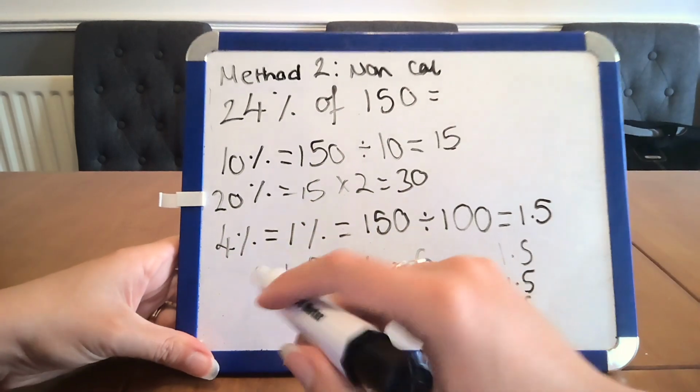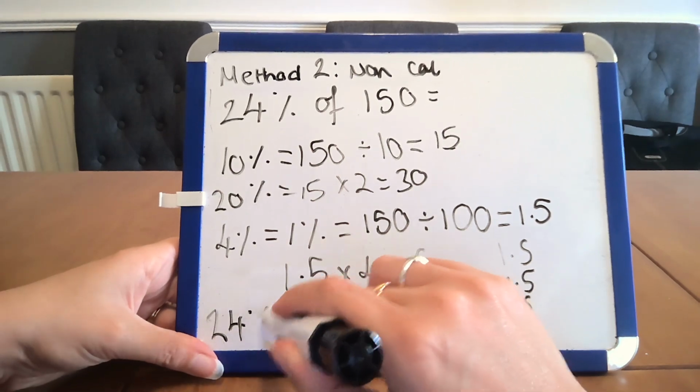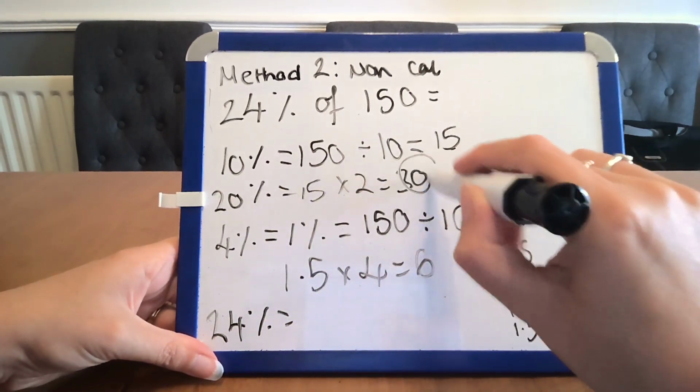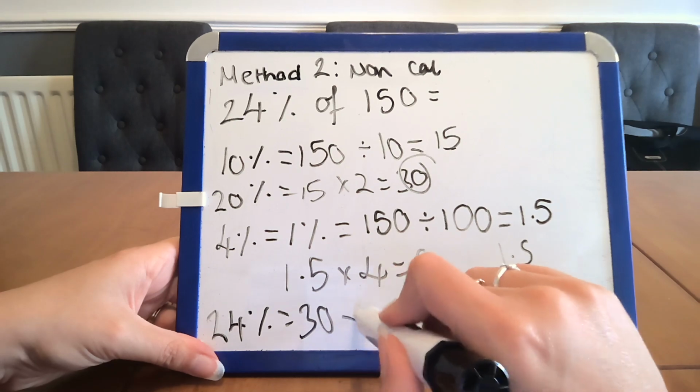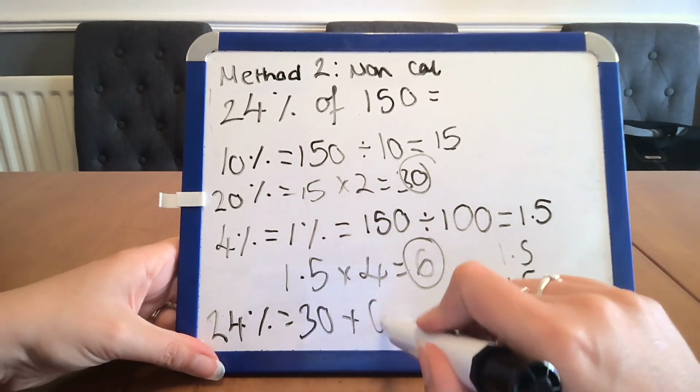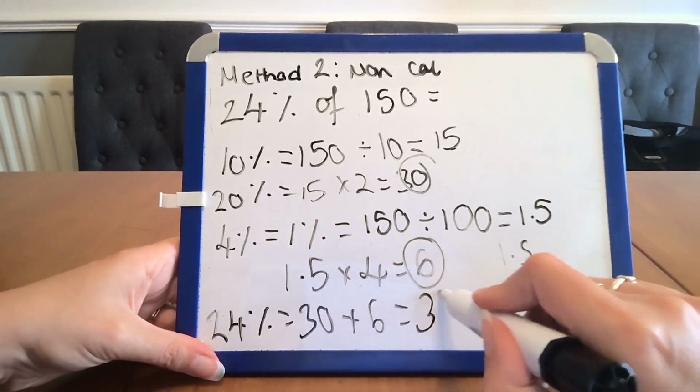To then get 24%, we need our 20%, which is 30, plus 4%, which is 6. And our answer is 36.